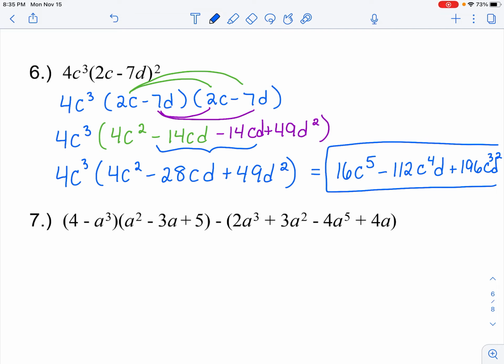I have a habit of writing everything in alphabetical order, but you don't have to do that. As long as you have the right letters with the right exponents, you're good to go.